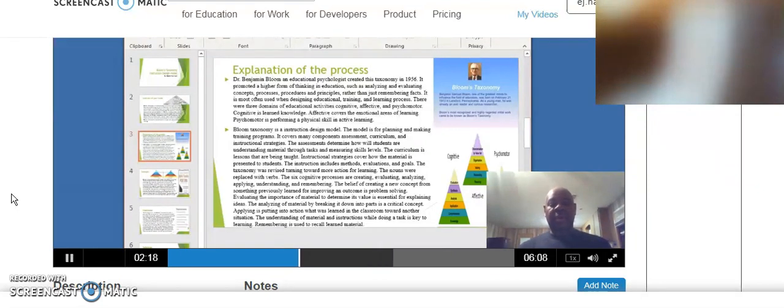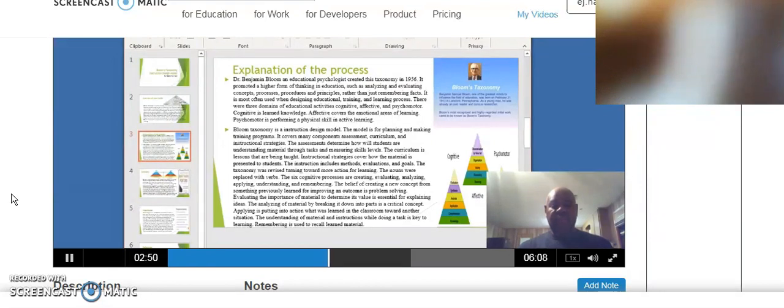It covers many components: assessment, curriculum, and instruction strategies. The assessment determines how well the students are understanding material through tasks and measuring skill levels. The curriculum is lessons that are being taught. Instructional strategies cover how the material is presented to students. The instruction includes methods of evaluation and goals.